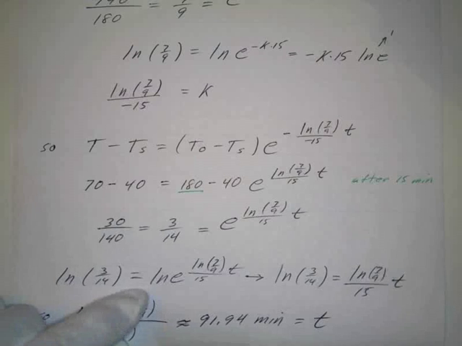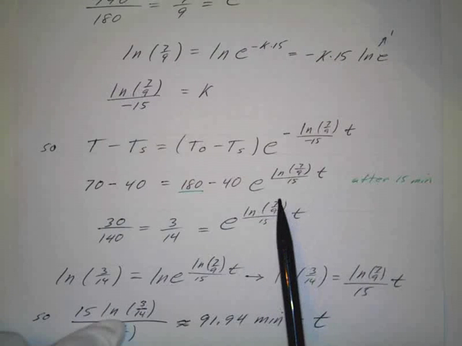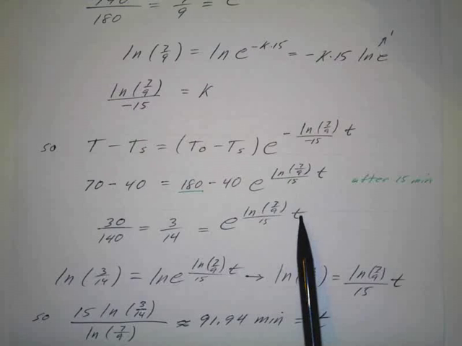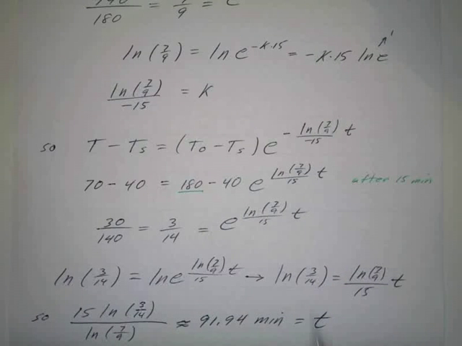Well, actually, I kind of skipped a step. I took the natural log of both sides, so I got the natural log of 3 over 14 equals the natural log of e to the 7/9 over 15 t. Okay, because these negative signs did cancel, so that's why that's positive, except it's going to end up being negative because of its values. Okay?